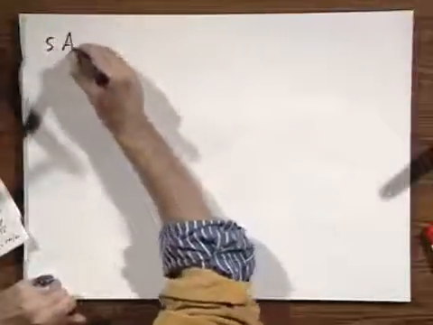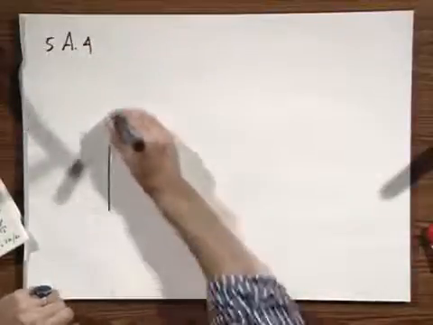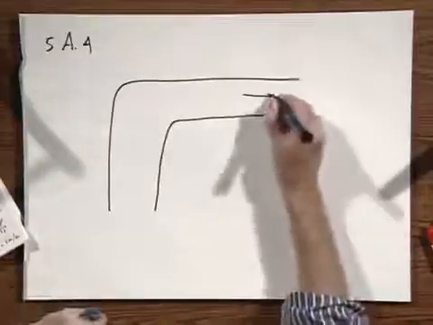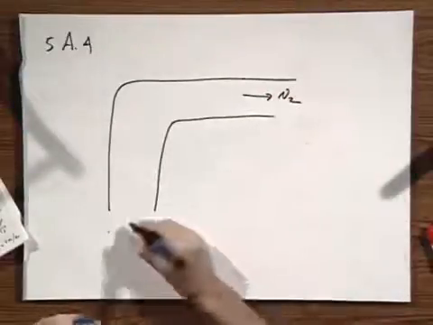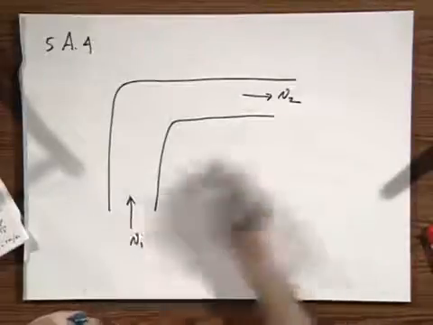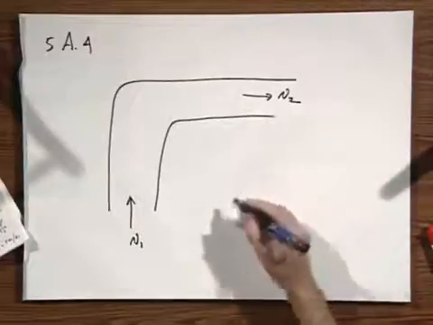Problem 5A4. We have a fire hydrant, same cross section everywhere. Let's call the velocity of the water here V2 and the velocity of the water here V1. And the magnitudes are the same and they are 25 meters per second.